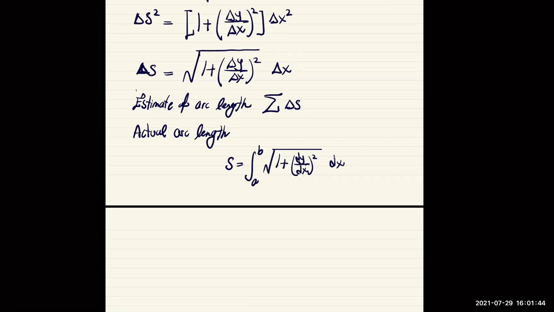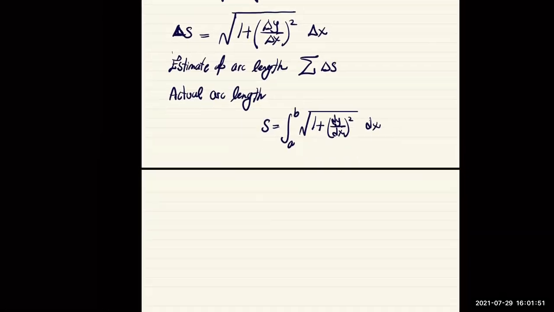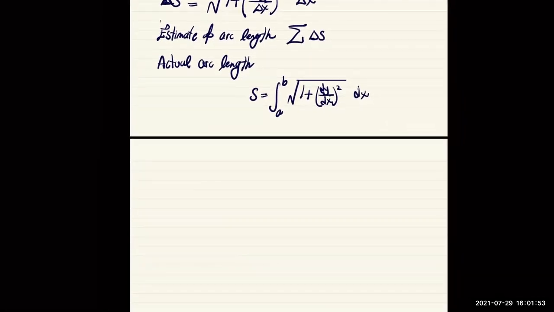And we said this comes from what section? 8.1. Let me go to 8.1 and look at it. Arc length formula. And of course, our function has to be continuous. It must be continuous, else we can't find arc length.